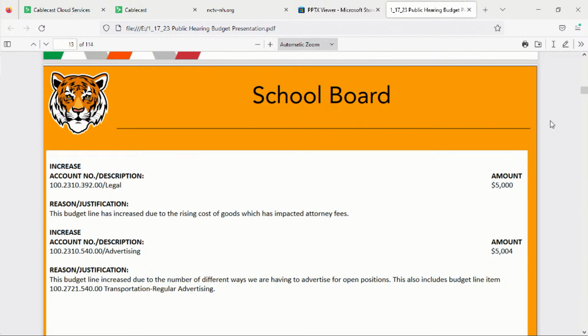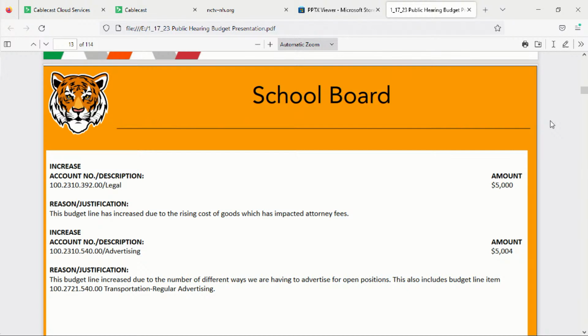This is because we have different ways to advertise now. Before we just had one way. Now we're trying to advertise multiple different ways. Then the next one that is going up would be the cost of living raise for administration. That would be my cost of living raise.